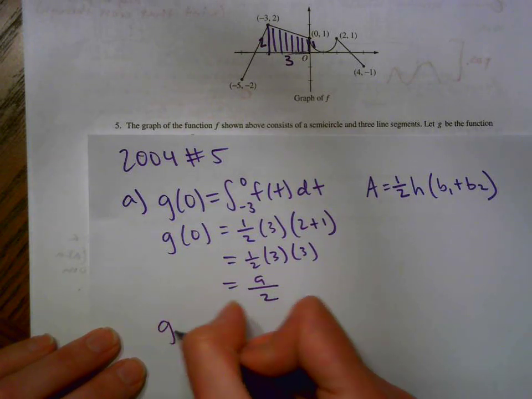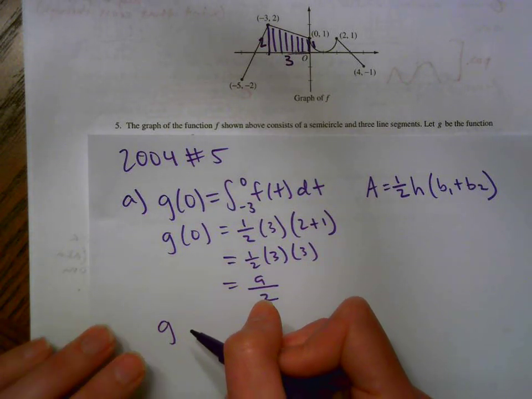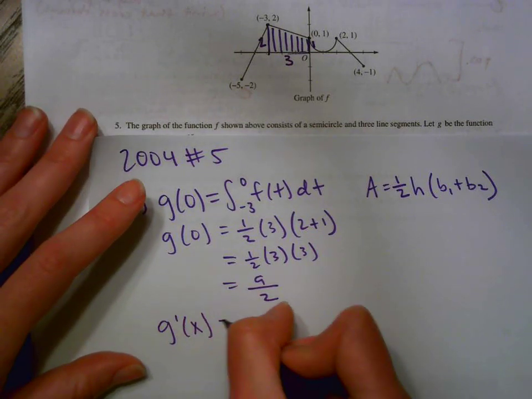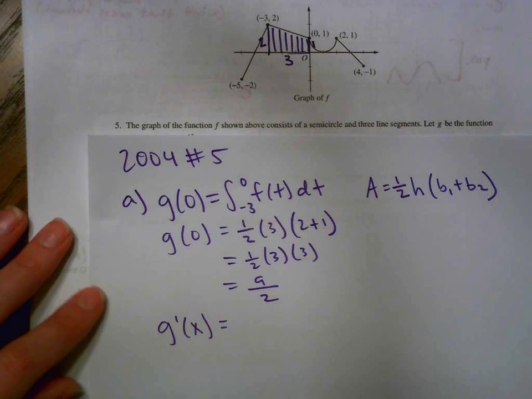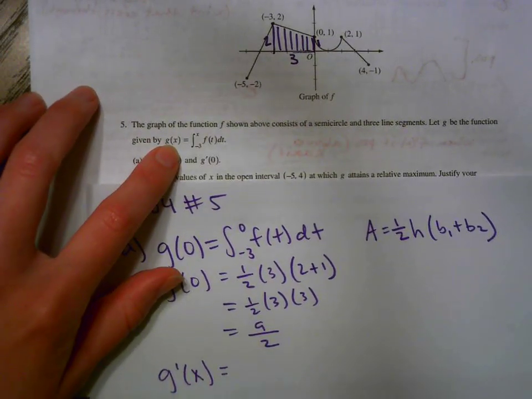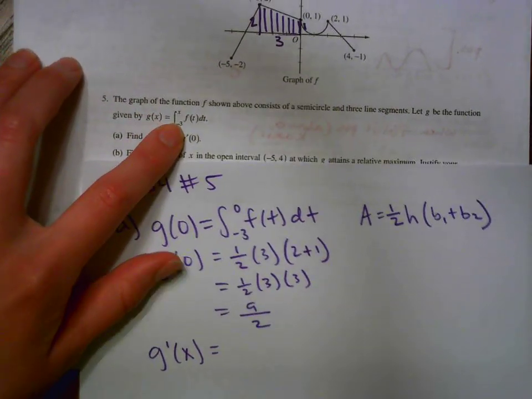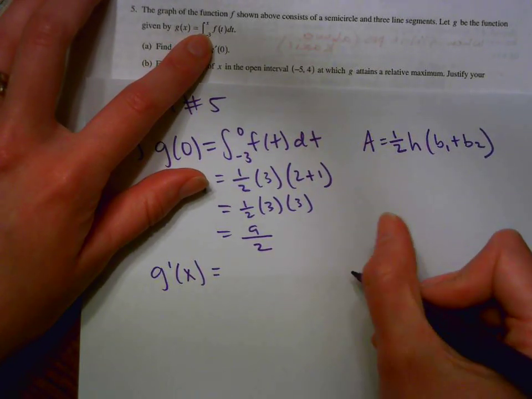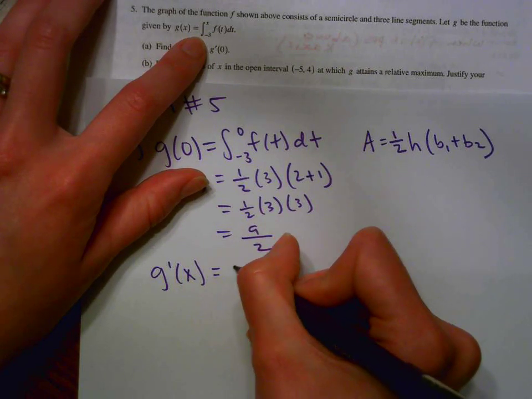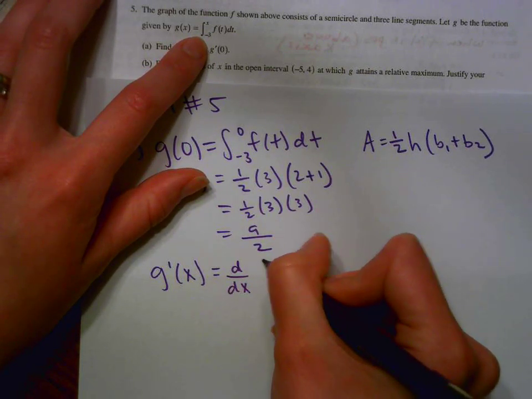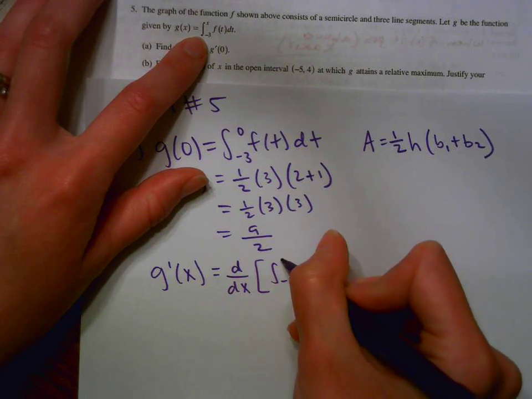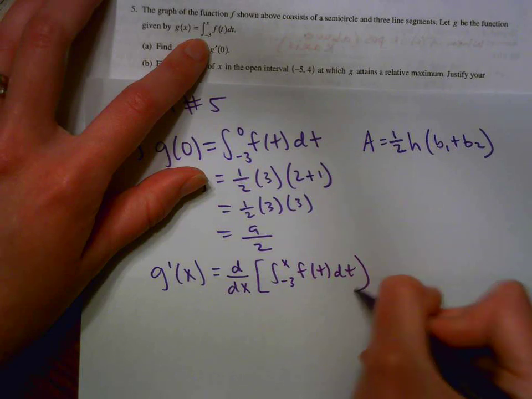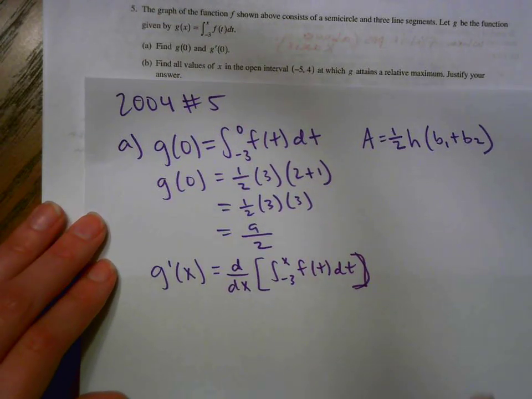Okay, so then it asks for g prime of 0, which first we need to determine what is g prime, right? So how do we know what g prime of x is? Well, given g of x, we're taking the derivative of an integral. So this is that second fundamental theorem of calculus. So g prime is going to equal the derivative of this integral function.